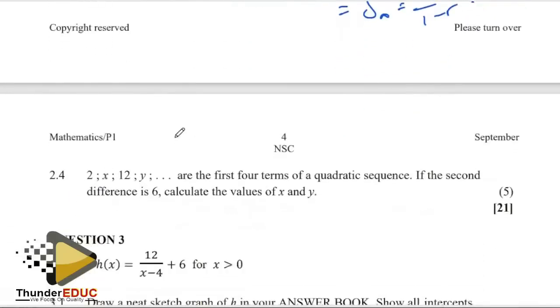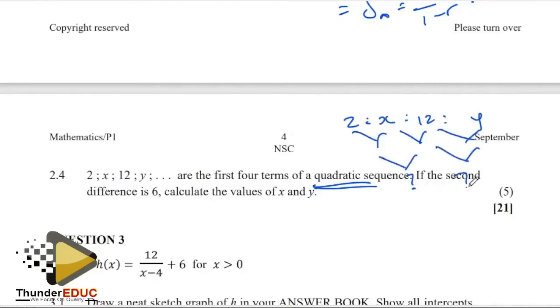Okay, there's another one here. We have 2, x, 12 and y. They're telling us their first 4 terms of a quadratic. Sometimes they'll tell you what sort of sequence it is. So if it's a quadratic, just know that we have 2 differences that are involved. Okay, so 2, we have x, we have 12, and then we have y. So this and this is going to give us our first difference. But then they're telling us that the second difference that we're going to have here must be equated to a 6, according to the information given. So whatever we get here is a 6, and then whatever we have here must also be a 6. So in that way, we shall be able to solve x and y.